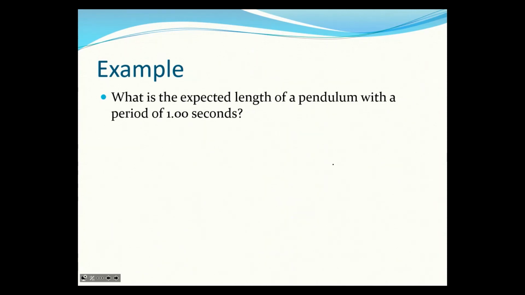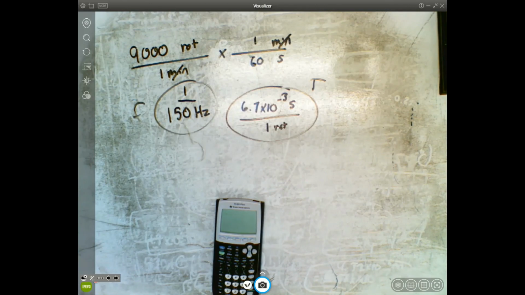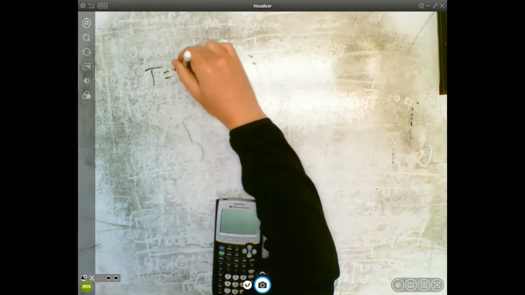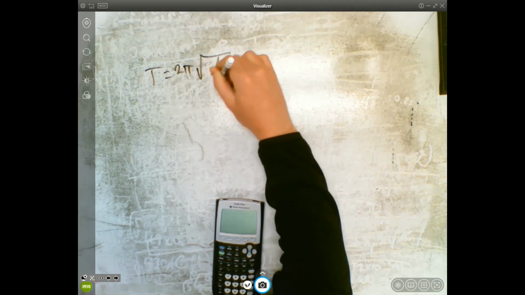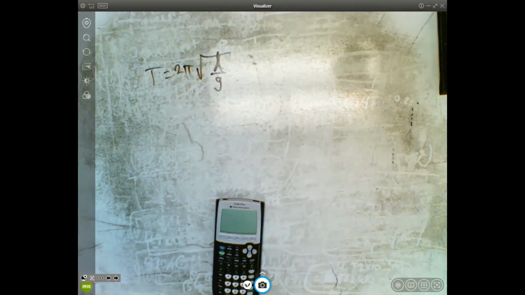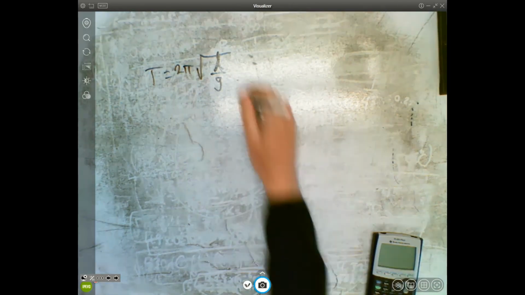So what is the expected length of a pendulum with a period of 1 second? Oops. So let's do that. Okay. So let's see how we would use this formula. So period equals 2 pi square root L over G. That's an L. I use a handwriting L so it doesn't look like a 1. So we're trying to find this length here.